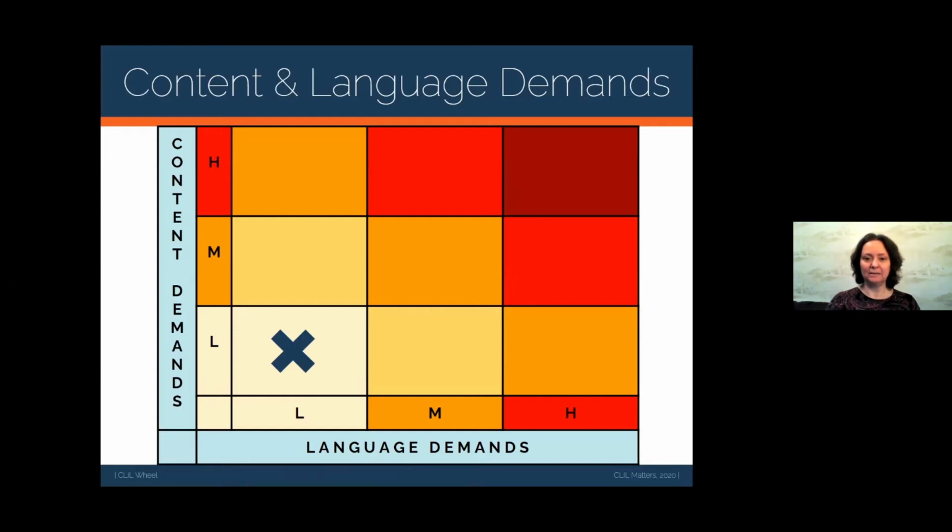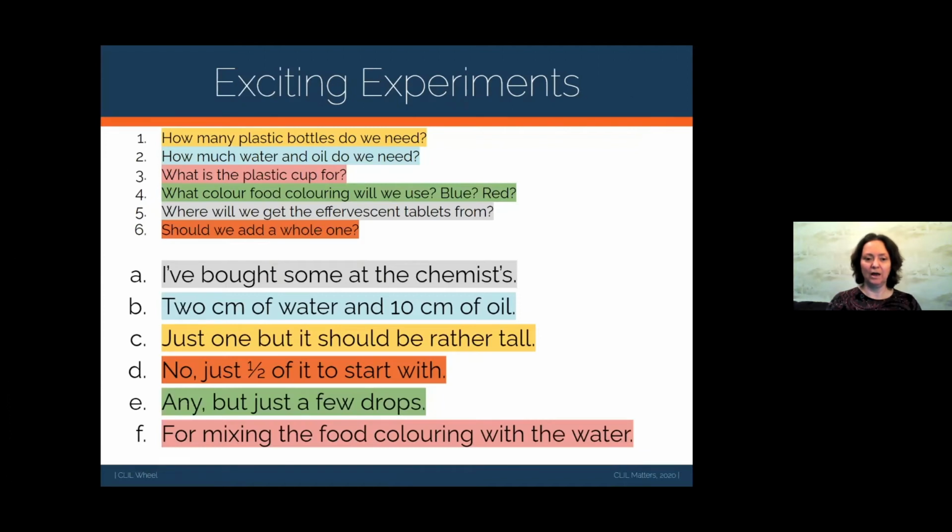Okay, so what next? What do I do with this dialogue? I would like my students now to take information from there and tell me what I should do. What do I need for the experiment, and what I should do with the stuff that I have. I suppose you can tell me, just looking at this dialogue, I need a plastic bottle. It should be rather tall. Okay, 1. I need some water. I need some oil. I need a plastic cup. I need some food coloring. And I need some effervescent tablets.